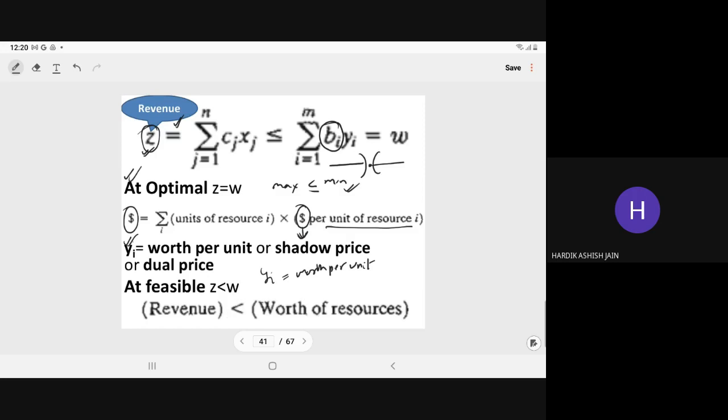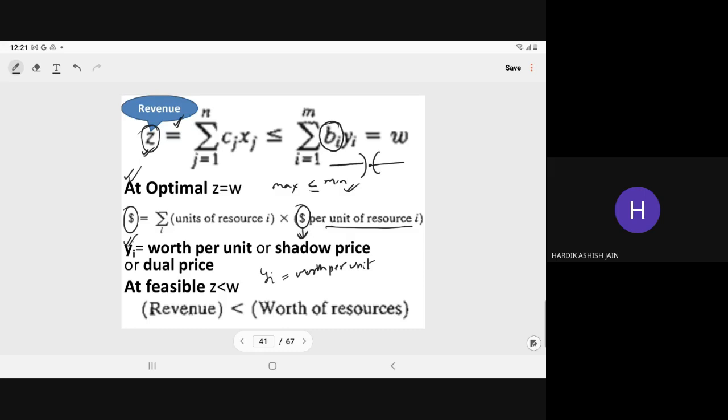Clear? So this is why, economically, if you understand, Z is the money, W is also money, and W is nothing but a multiplication of the resource limitation, the resource availability. So to convert the resource availability to money, we have to multiply with the money per resource availability capacity, so that you will get the money. So that will give you the worth of the resource.